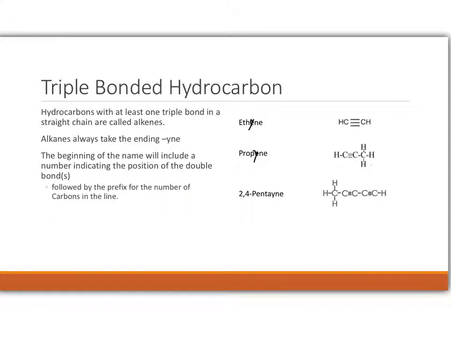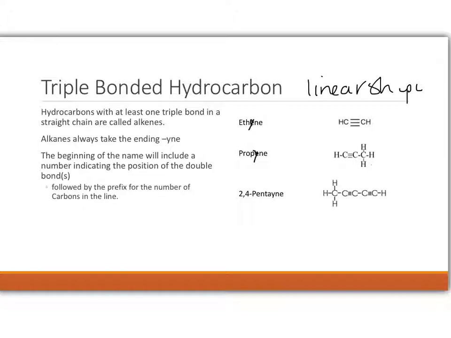So triple bonded hydrocarbons, when you run into these, they are always going to form a linear shape around the carbon. Okay, so through a triple bond, including the carbons attached on the outside, there's going to be a linear shape.